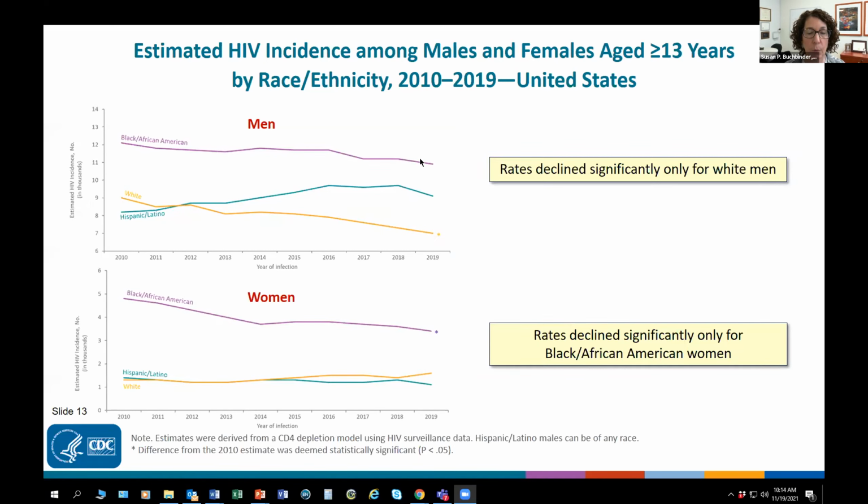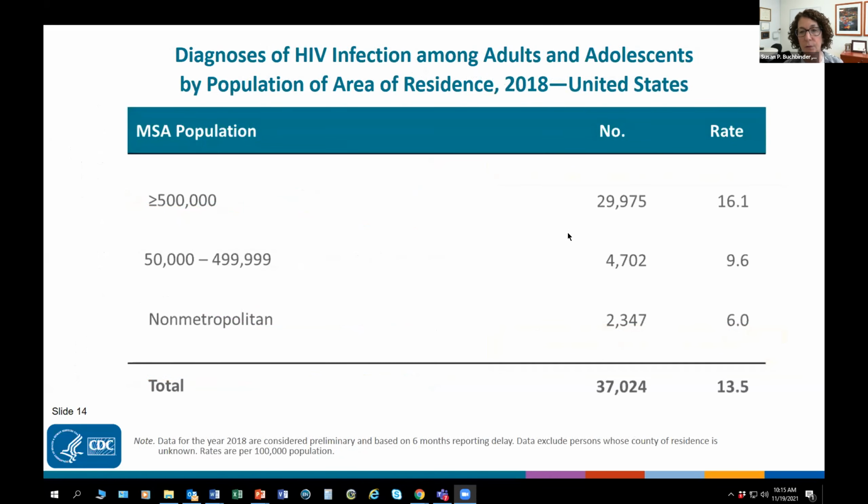So we clearly have these disparities with Black African American and Latinx men. And the only group that's gone down for women are Black African Americans, but we still have this substantial racial and ethnic disparity for Black African American women. So we need to get PrEP out to all of those individuals.